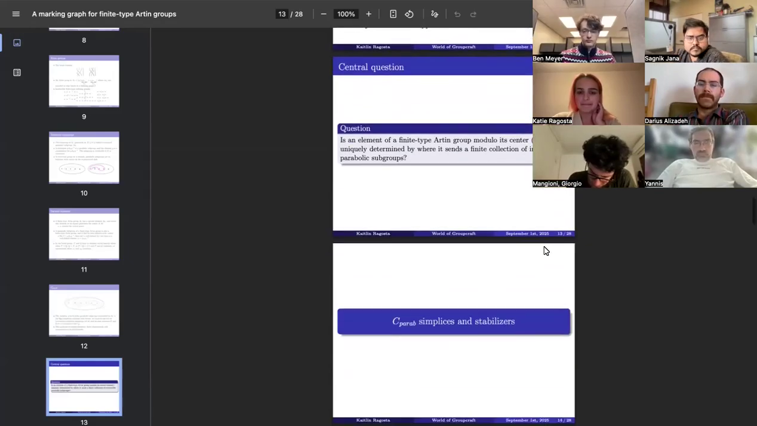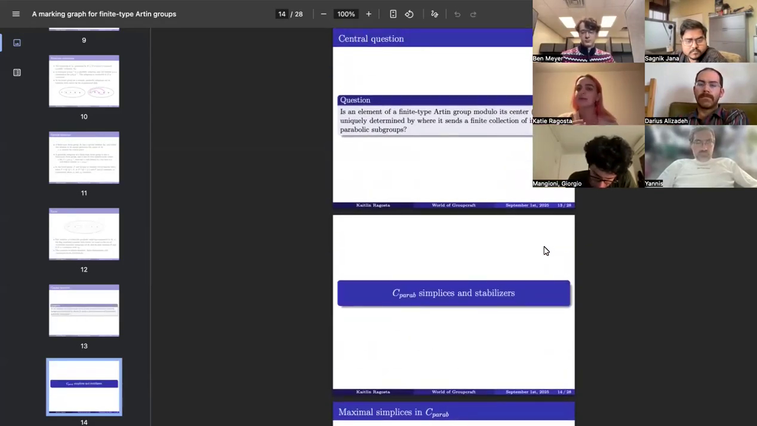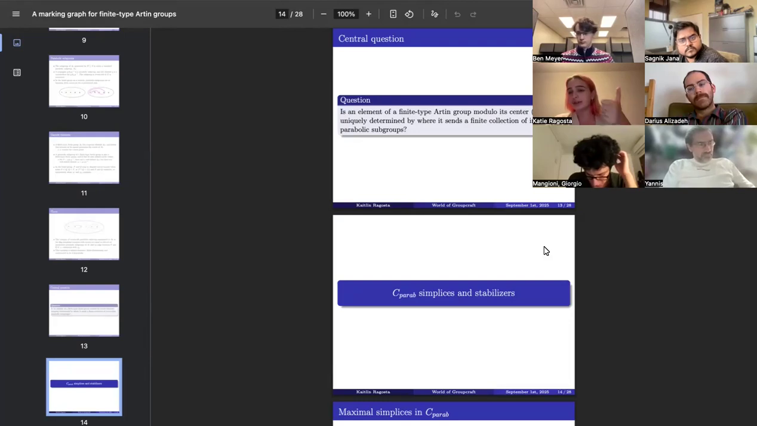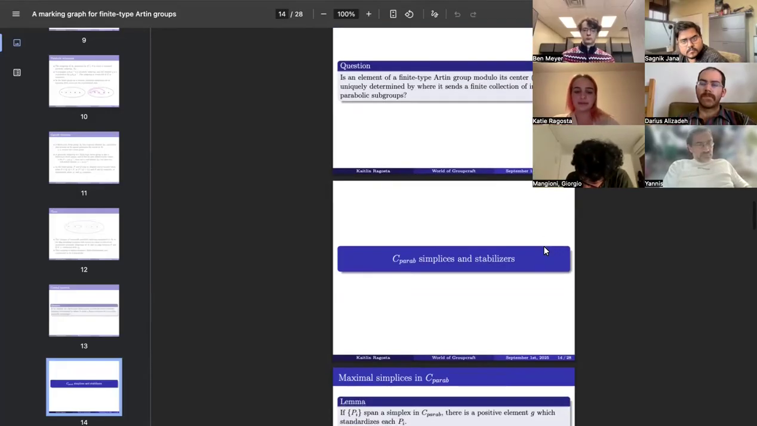So in the mapping class group setting, to build a marking, we needed to say, okay, we know what a maximal simplex in the curve complex looks like. We need to think about what its stabilizer is, and then we need to think of what elements we could add in to keep track of that stabilizer. So the first thing we need to do here is figure out what maximal simplices of this complex look like. We know they're finite dimensional, but we should really figure out what they are. Next step is we need to figure out what their stabilizers are. And then step number 3 is we need to come up with some collection of parabolic subgroups that will allow us to keep track of those stabilizers. So that's kind of where we're going with this talk.